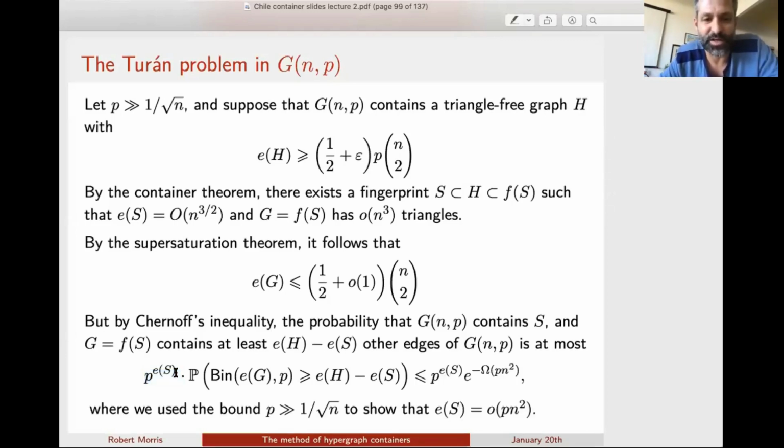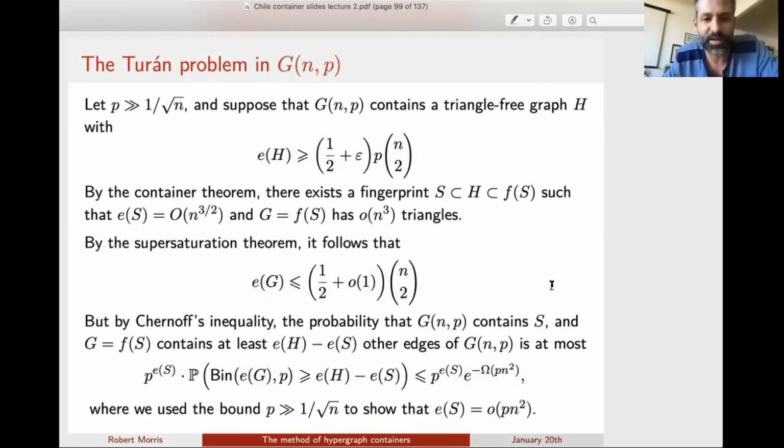And it's not hard to see that this is larger than the expectation using the fact that e(H) is big and e(G) is small. It follows that this binomial, e(H) minus e(S), is bigger than the expectation, and therefore has probability exponentially small in the expectation. So this is the basic calculation that one does once you have a container theorem.